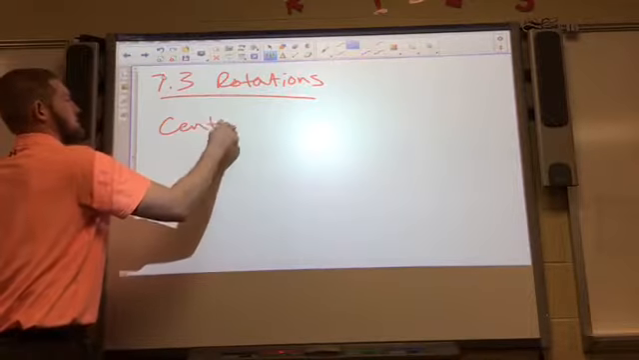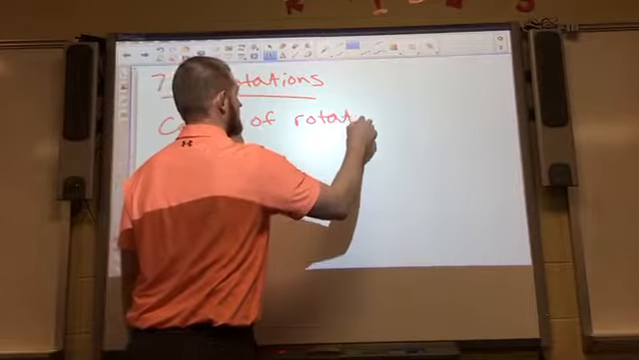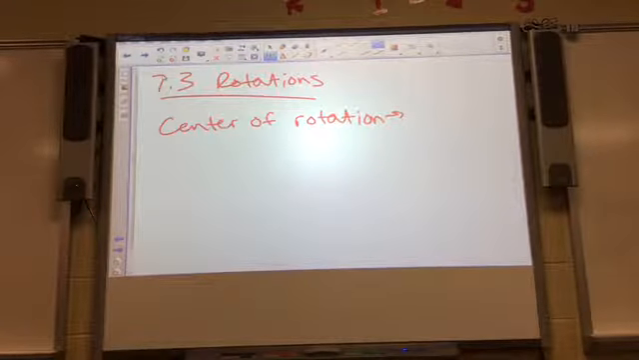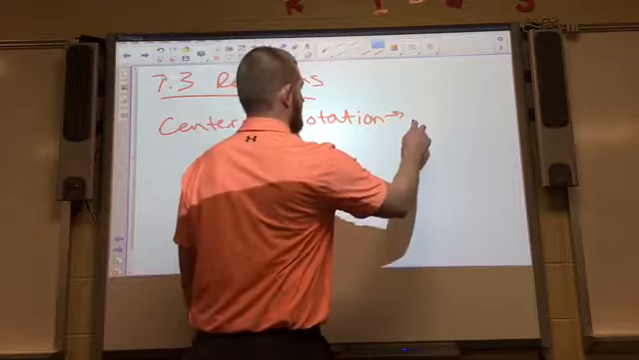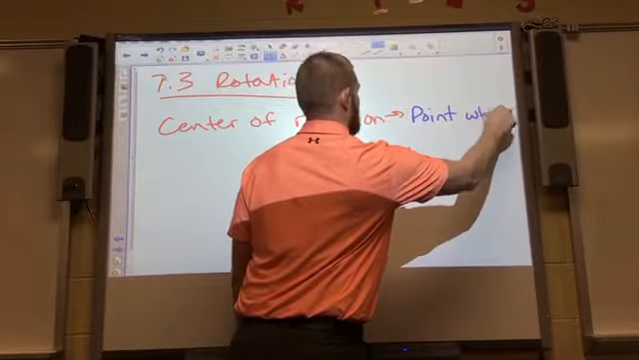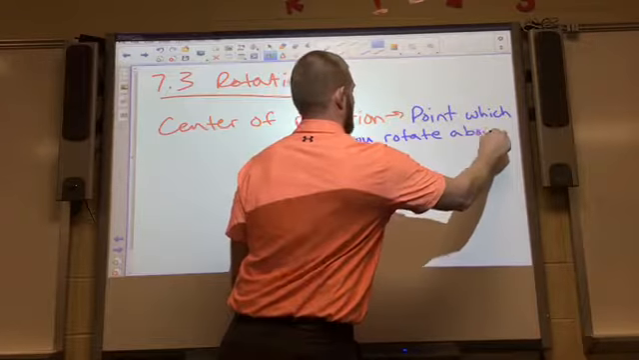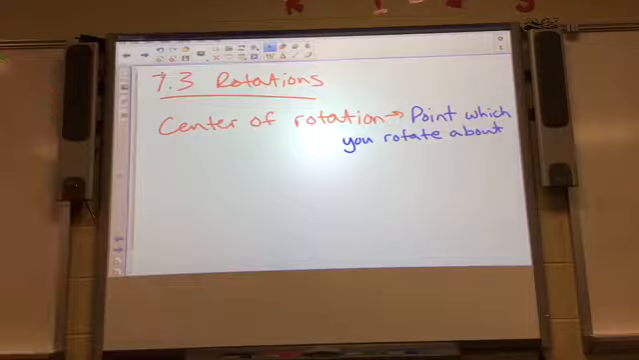Okay, first definition is center of rotation. And there's a lot of us that can probably take a pretty good guess as to what this is. What is this? What's the center of rotation? Nobody? Royal? The point at which the shape rotates around? Right, so it's the point which you rotate about. I use the word about because that's the word your book is going to use. You guys can think of that as like around, okay? It's what you're going to rotate around. Same idea.